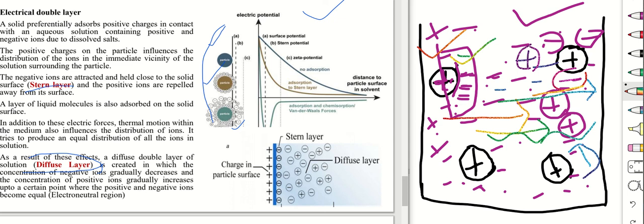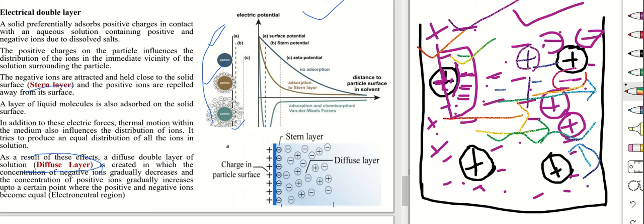So a diffuse layer is created because of this movement, where the concentration of negative ions decreases and the concentration of positive ions gradually increases. At a certain point there will be an equilibrium between the negative and the positive ions, and that region is known as the electroneutral region. So this is what is seen in a suspension having finely divided particles carrying surface charges.